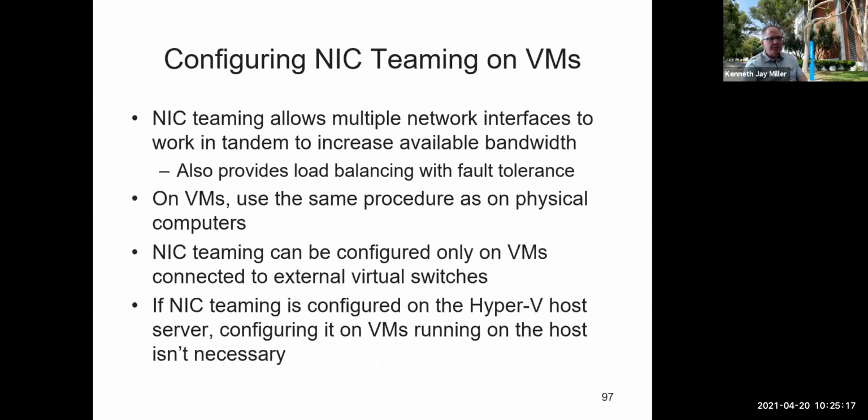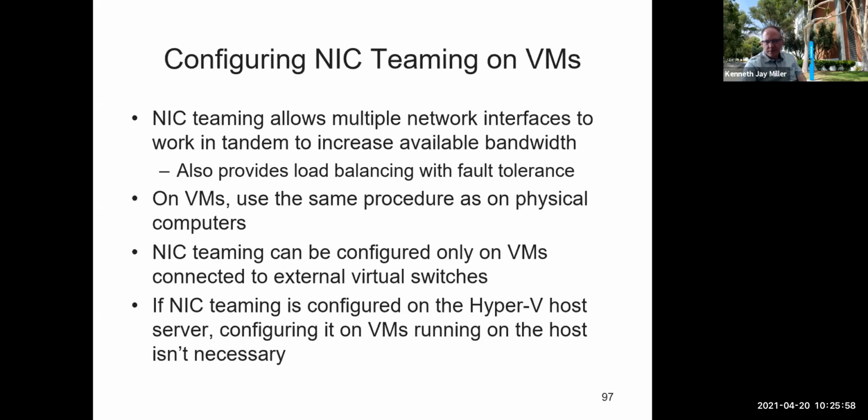All right. We can do teaming on our network cards, which basically says I'm going to take the bandwidth on this card and add them together. So now I have this much bandwidth. Instead of this pipe, now I have a pipe twice as big. Now in virtual machines, you can use the same procedure as on physical computers, and teaming can be configured only on VMs that are connected to external virtual switches. If they're internal, it's all done in software. If it's external, it relies on the actual physical network card.